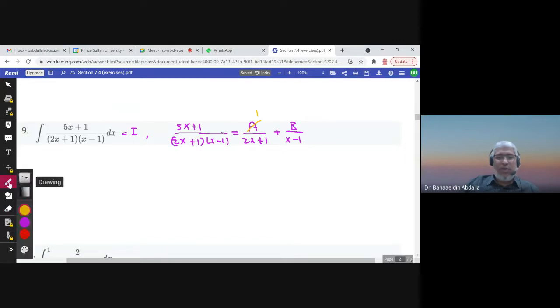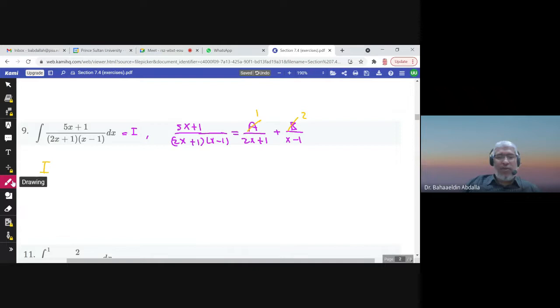To find b, I cancel x minus 1 and replace x by 1 here. 5 plus 1 is 6. 2 plus 1 is 3. 6 over 3 is 2. So b is 2.